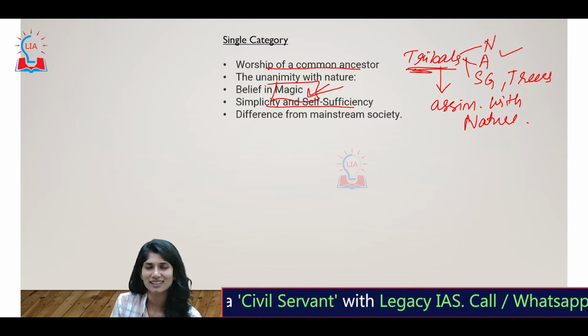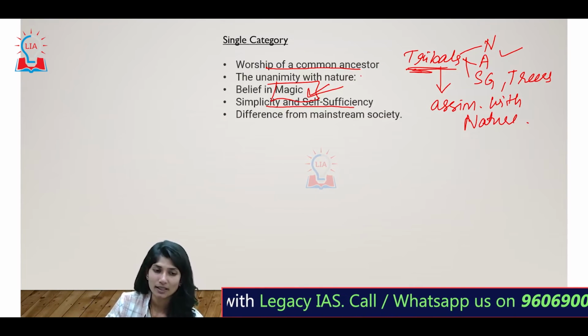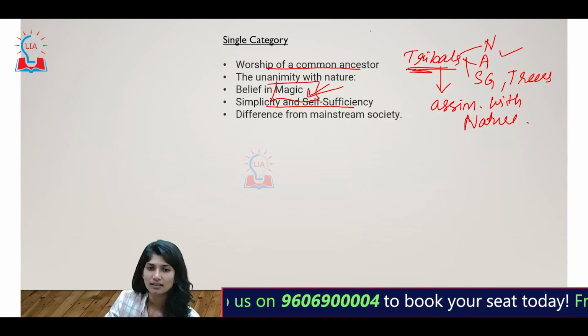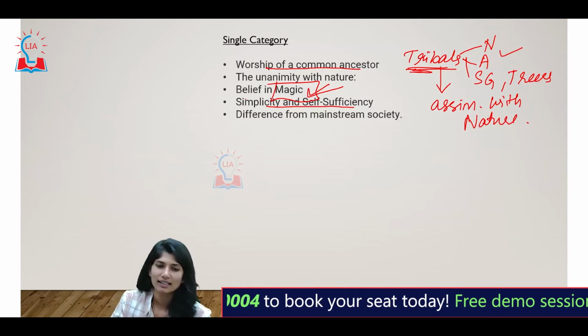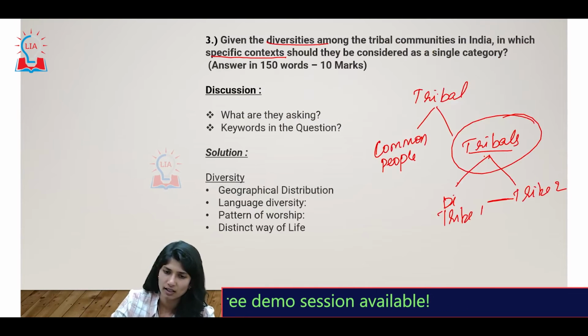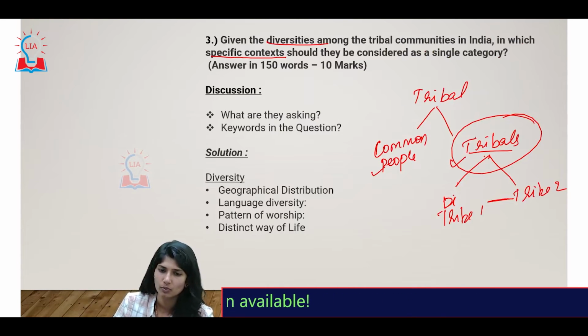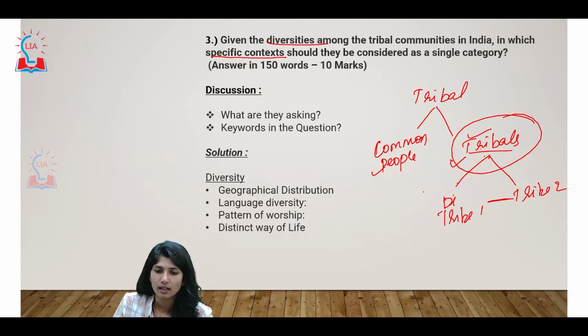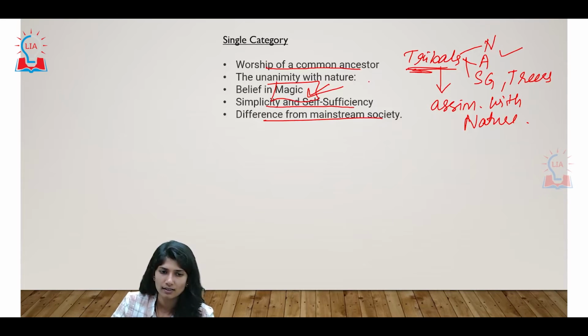Simplicity and self-sufficiency, yes, that is what separates us from tribals. We claim that we need simplicity, we claim that we have to be self-sufficient, but are we actually? They actually are. Difference from mainstream society: yes, tribals, as we said, can be differentiated from common people and tribals put under one category. So your question has to be addressed in both ways, between common people and tribals, and among tribes themselves under the subheadings of what is the diversity among them as multiple tribes and as a single category. Okay, let's move on to the next question.